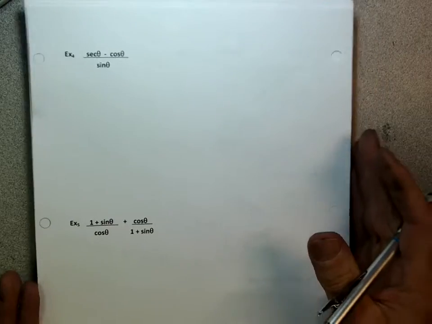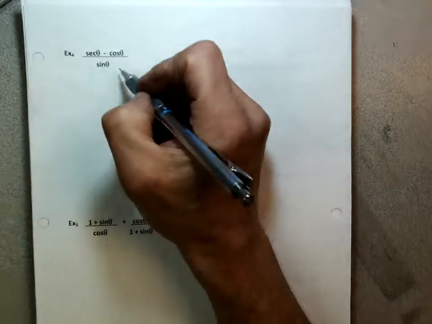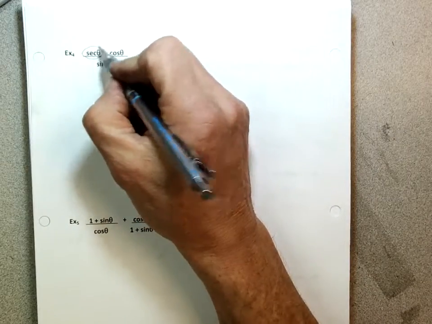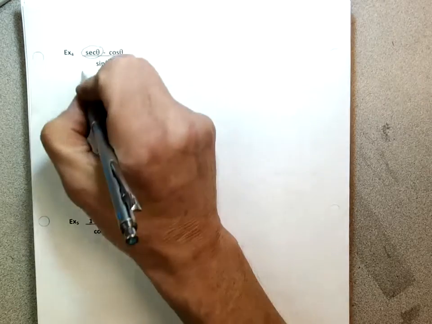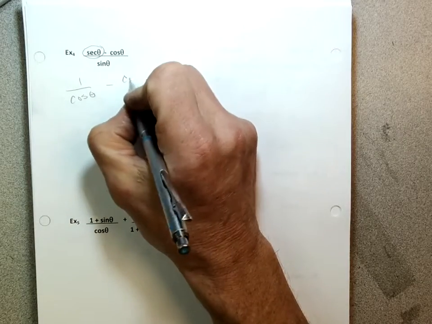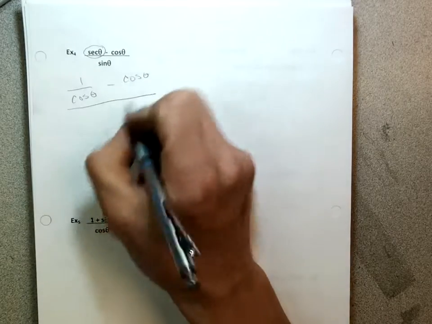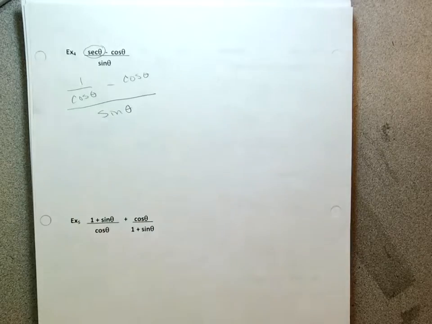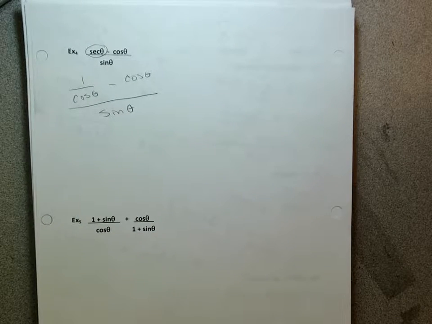In example 4, let's change everything. First of all, let's change secant. I've got sines and cosines, but let's change secant. What is secant? Take a look at your identity sheet. What is secant equal to? Yeah, so let's rewrite this as 1 over cosine theta minus cosine theta, all over sine theta. Now, I actually made it worse, but hopefully with a little bit of work I can make it better, because I have a fraction within a fraction.